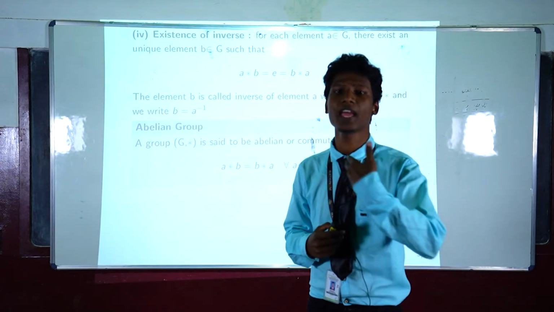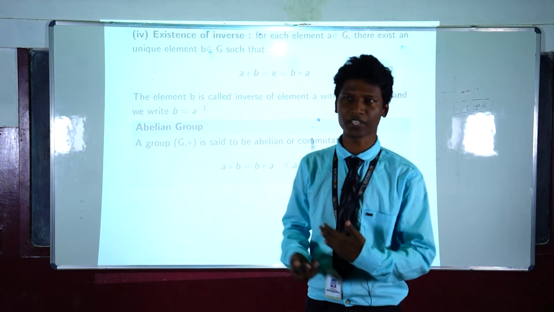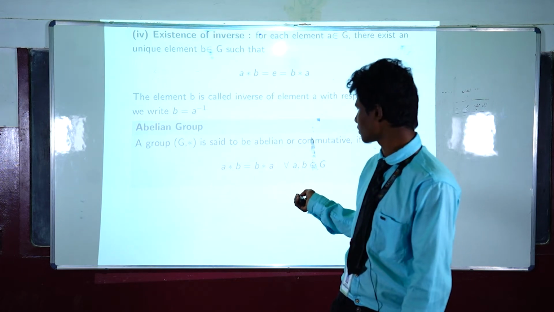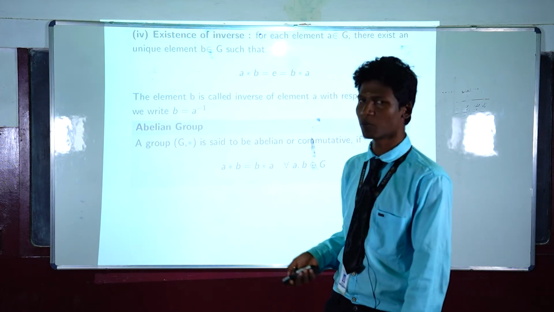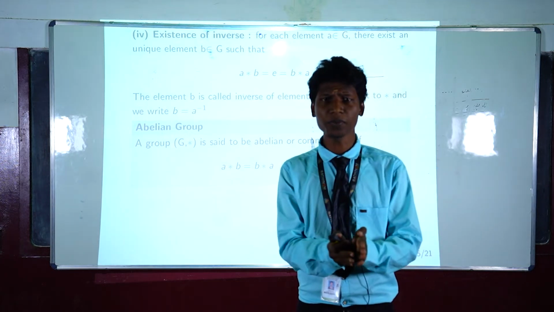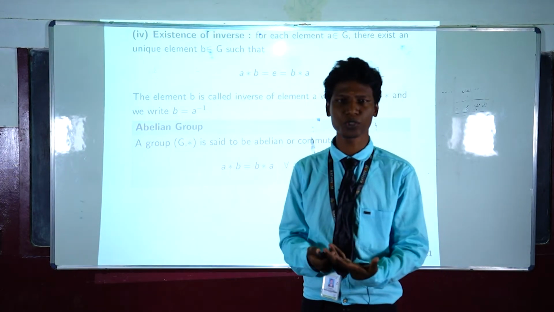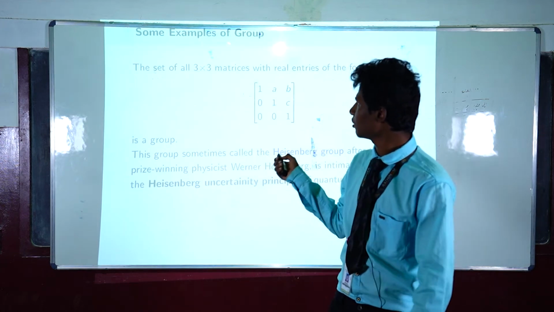Okay, how do we get to the abelian group? An abelian group needs one more property, the commutative property: A star B equals B star A for all A, B belonging to G. So this is called an abelian group. When a group has a fifth property, the commutative property, then that group is called an abelian group.